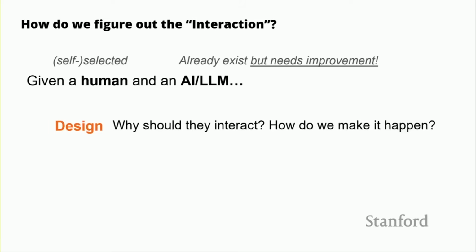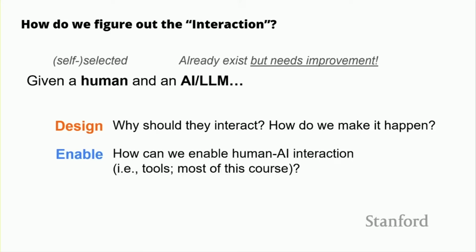And so some of the key steps are things, first the design step. Why should they interact? What needs to be done to make it happen? What instances, what context, things like that. Enabling the interaction. So how can we enable this, depending on the setting and context, what can be brought to bear to make this interaction easier?